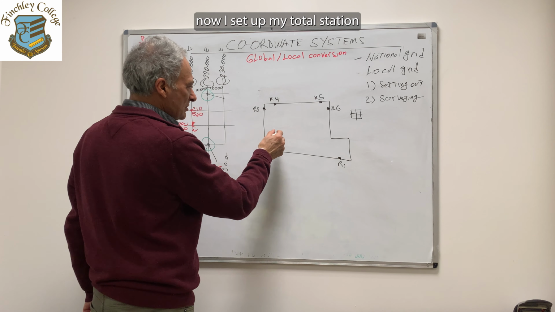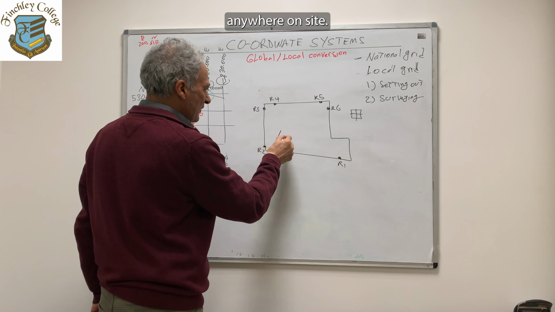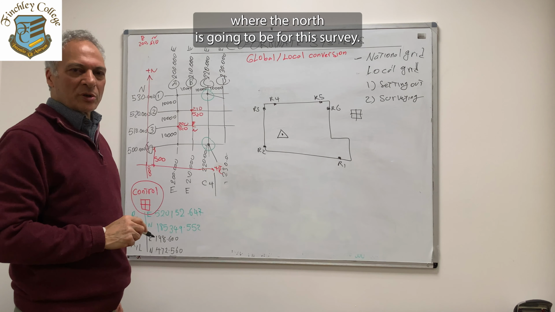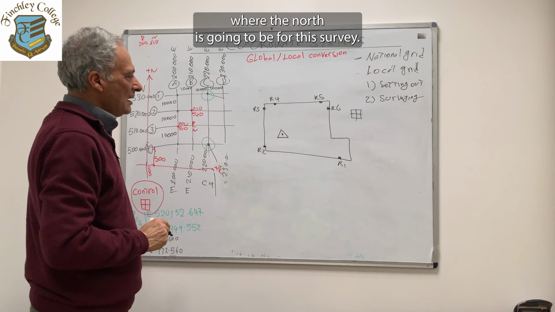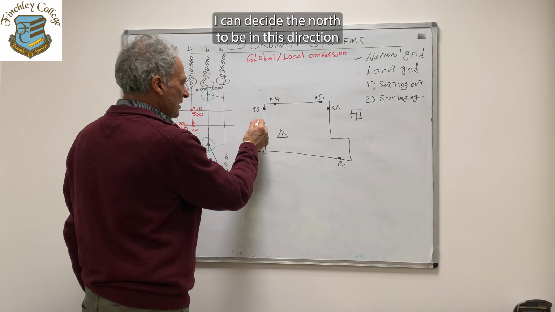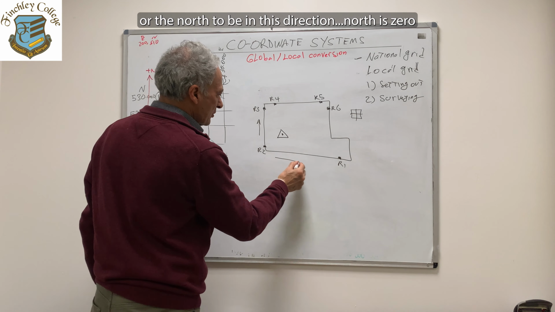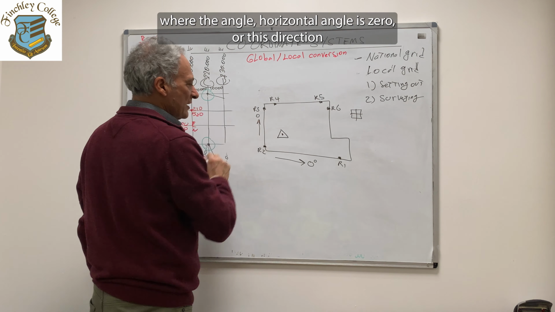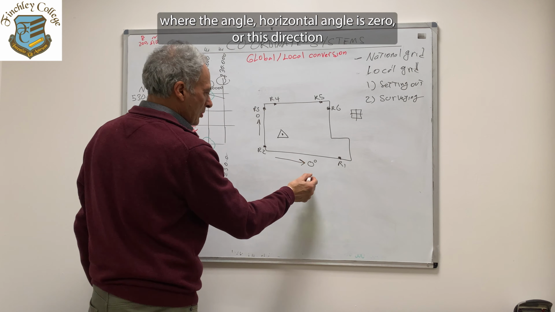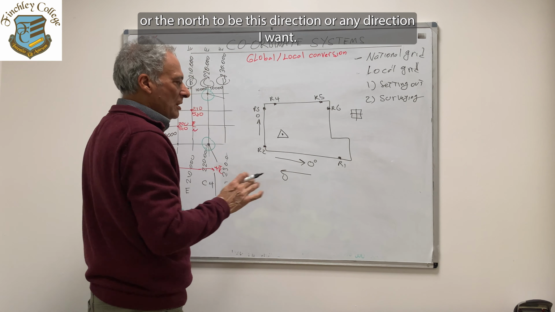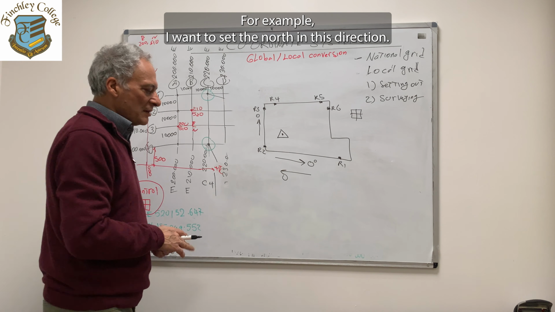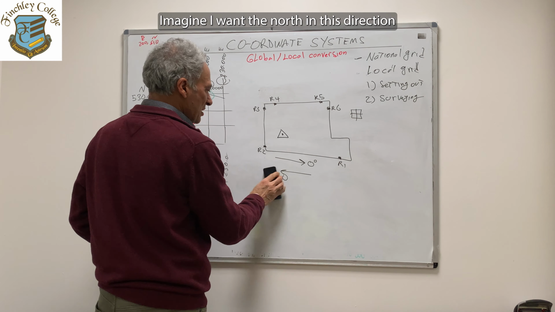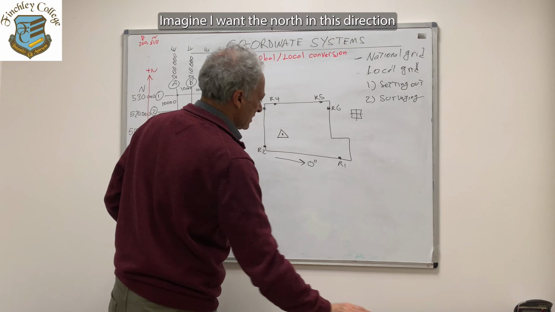Now I set up my total station anywhere on site, and I want to decide where the north is going to be for this survey. I can decide the north to be in this direction, or in this direction. North is 0, but the horizontal angle is 0. Or this direction, or any direction I want. For example, I want to set the north in this direction.